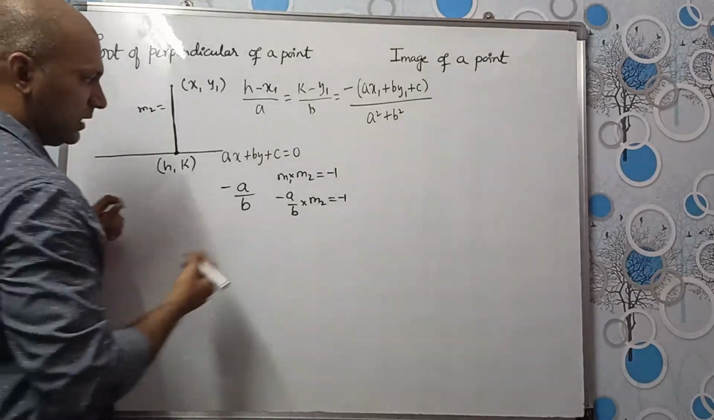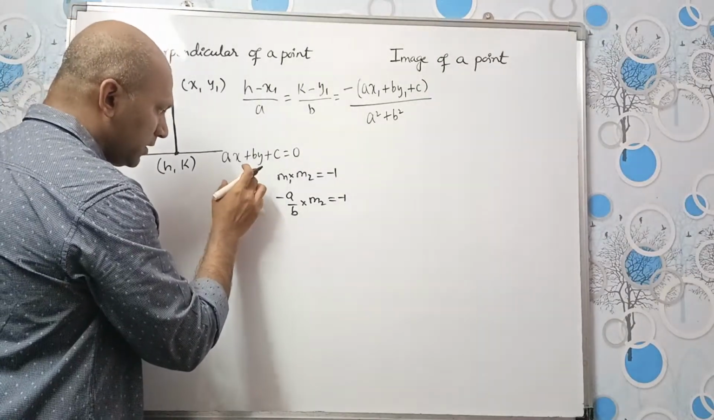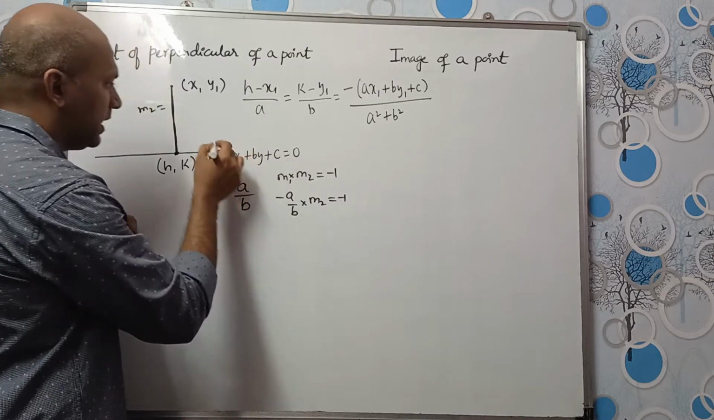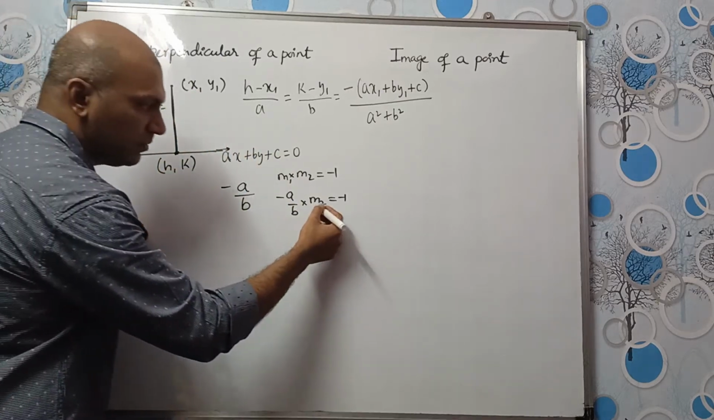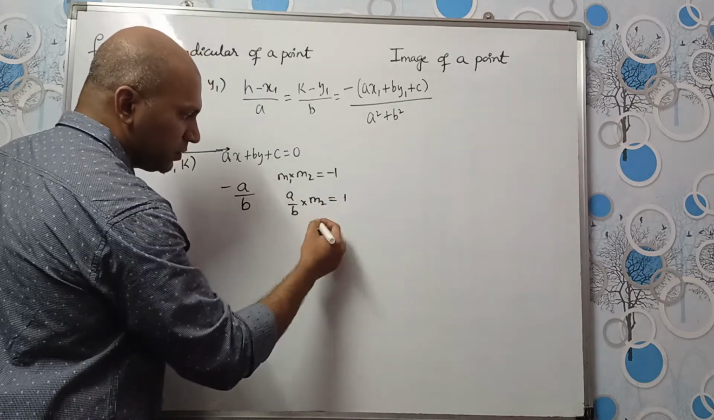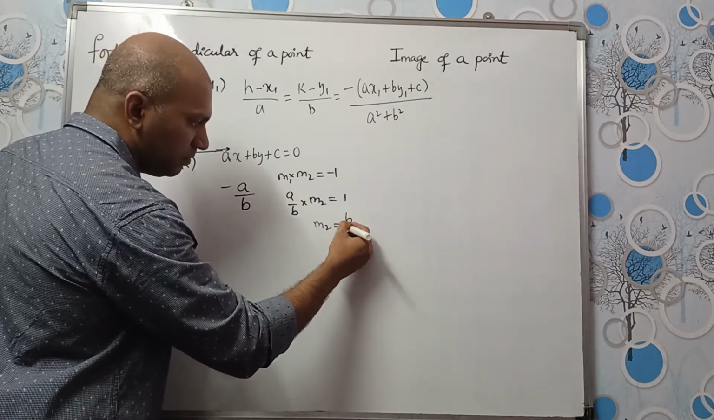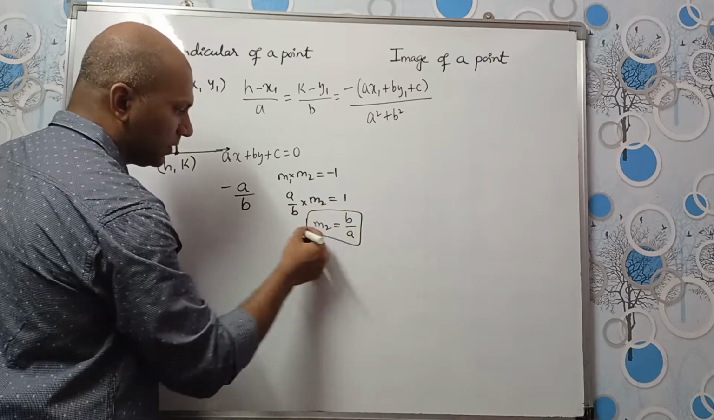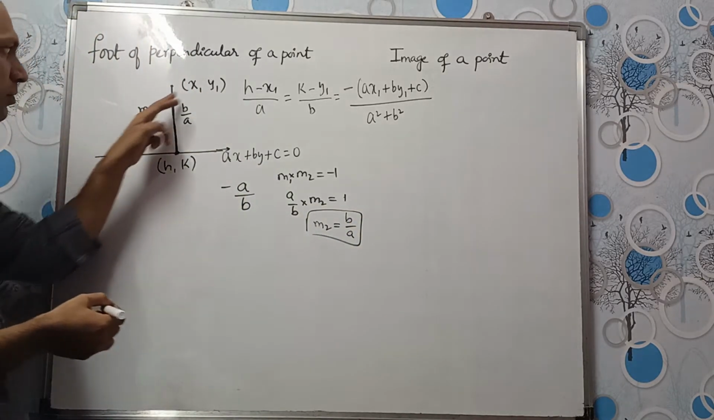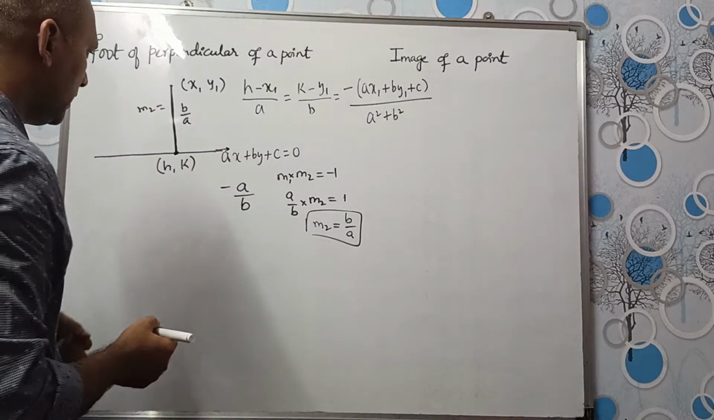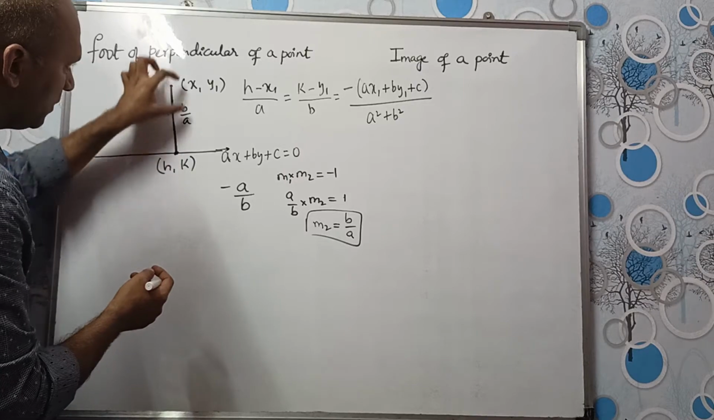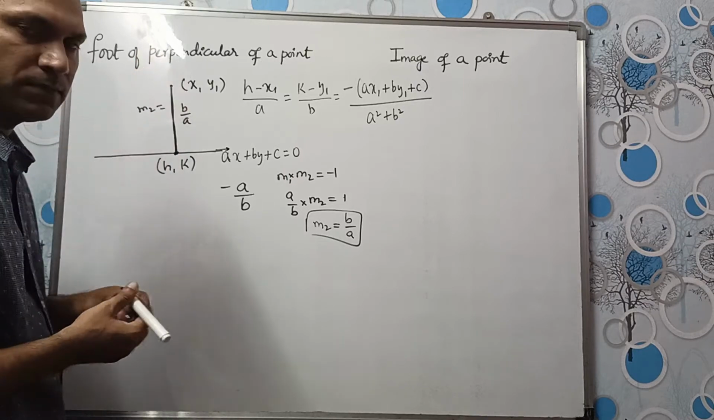Coming back to the derivation, this was the slope of the first line, and the slope of the perpendicular line will be m2. Let us find that. Minus minus will get cancelled, right? So m2 will be equal to b by a. Reciprocal with negative sign, right? So b by a. This is the slope of this line. Now we have a point, and we have slope.